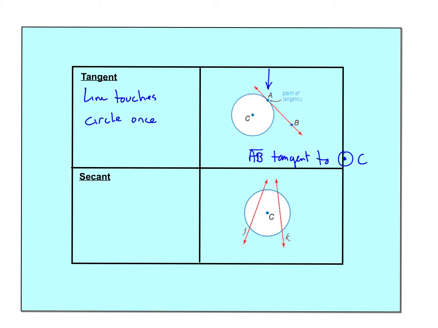So a secant is basically just a line with two endpoints on the circle. That's it. Okay, so this is just a secant. It just goes through the circle. That's about it. If it touches only once, it becomes a tangent.